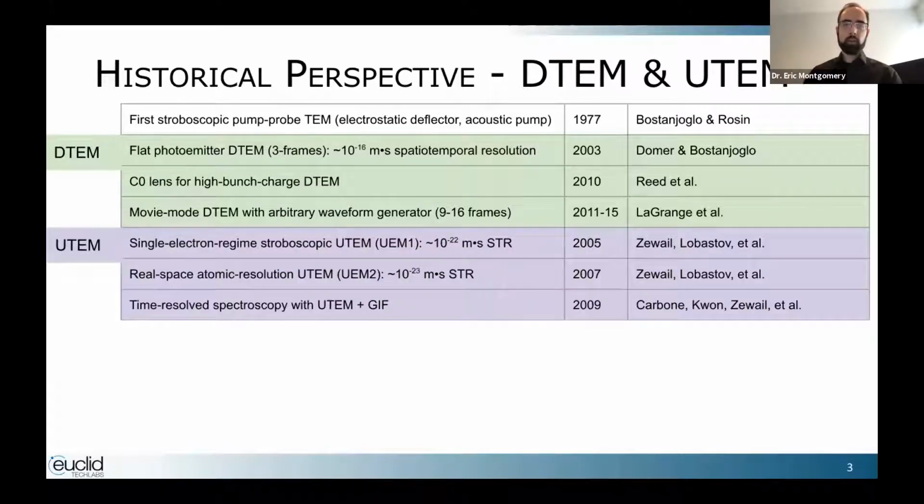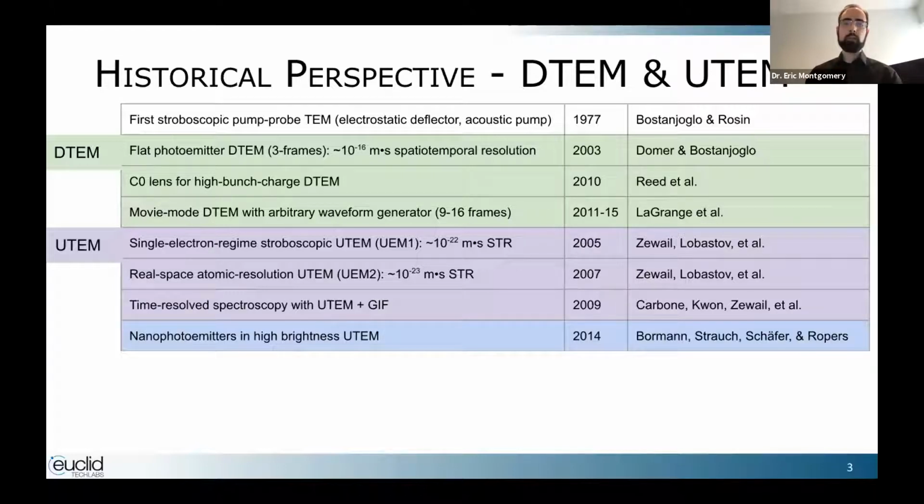As well, UTEM had a parallel development track. Nobel laureate Zewail's group at Caltech was able to show 2 instruments in the mid-2000s and time-resolved spectroscopy. They were also achieving atomic resolution routinely on that second instrument.